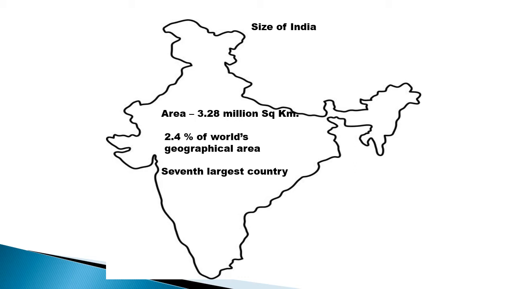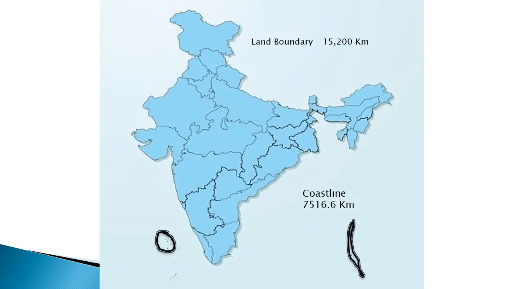The total land area of India is 3.28 million square kilometers, which is 2.4% of the world's geographical area. And with this large area, India has the 7th rank among the countries of large areas. The largest country by area is Russia, and India has grabbed the 7th rank in it. As we have understood the size of India, it is time to understand the land boundary and coastline of India.